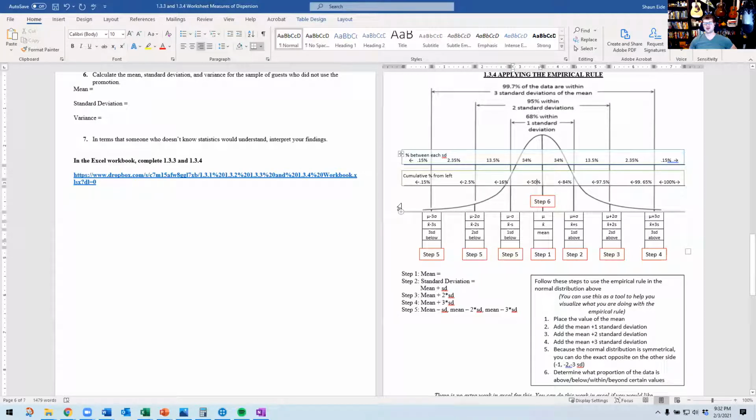So if I were to say what percentage of the data is below 2 standard deviations above the mean, that's going to be 97.5, because you go 2 standard deviations above the mean, 1, 2, and then you ask, what percentage of the data? It's this right here, because this includes all of this right here. It includes all of it.